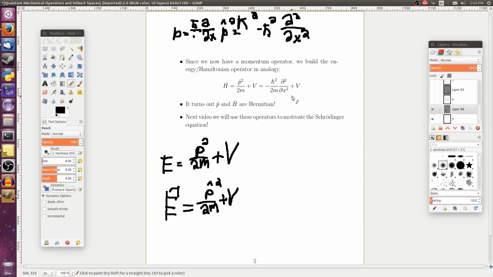And you should really do this off to the side while you're watching, but it turns out that the momentum and the energy operator are both Hermitian, which it should be. If they're going to correspond to values that we can measure with a meter stick or a stopwatch, then they better correspond to things that spit out real eigenvalues. So next video, we're going to use these operators, the momentum and energy operators, to motivate how we could come up with the Schrödinger equation.